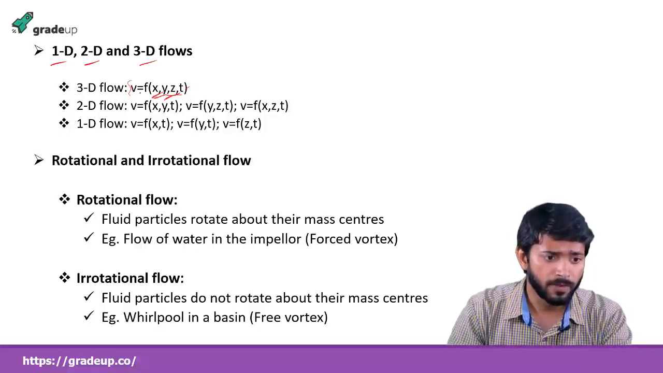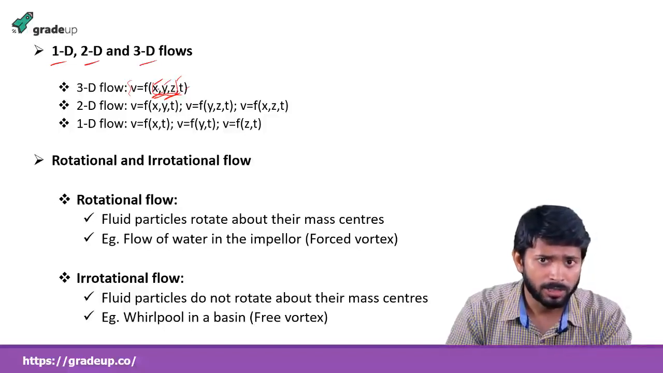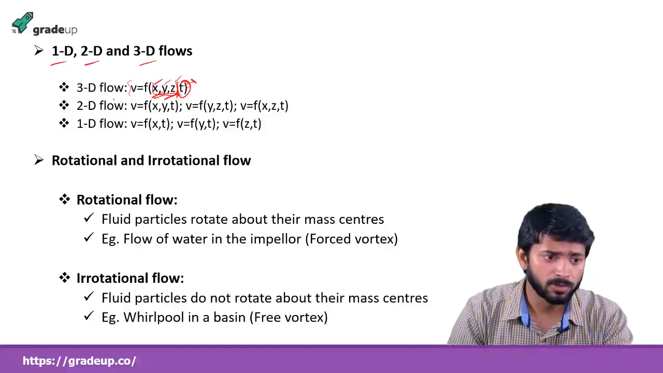So if the variation of the condition is along x, y as well as z, so if the condition is varying in all three space coordinates and obviously time also, this type of flow is known as 3D flow.